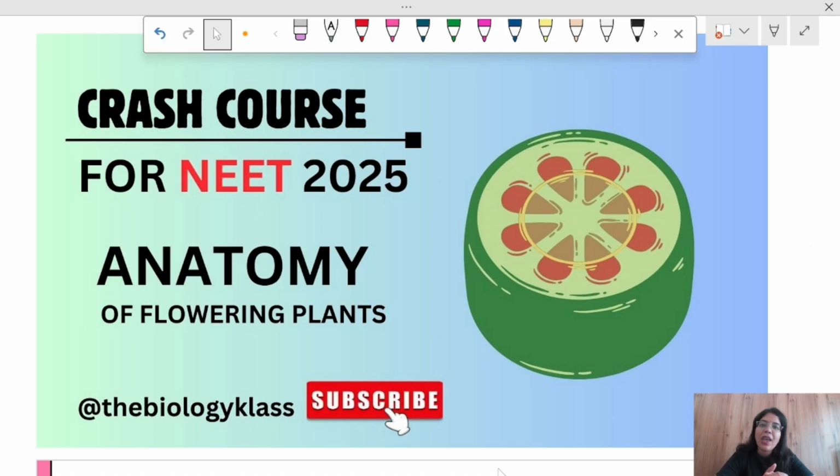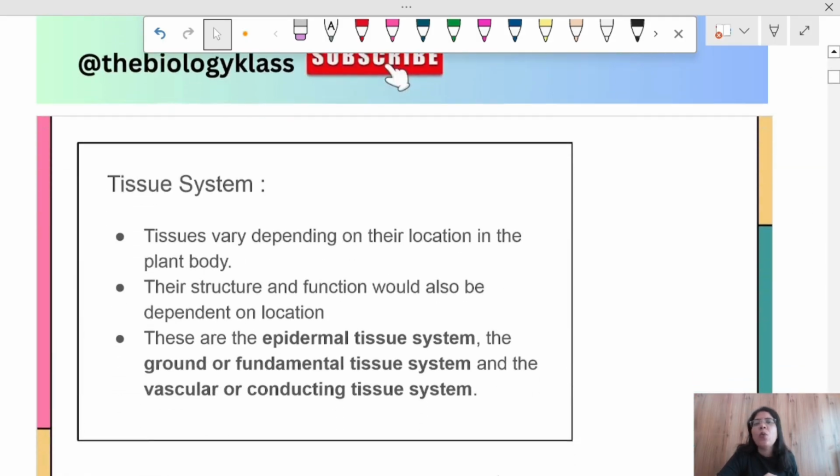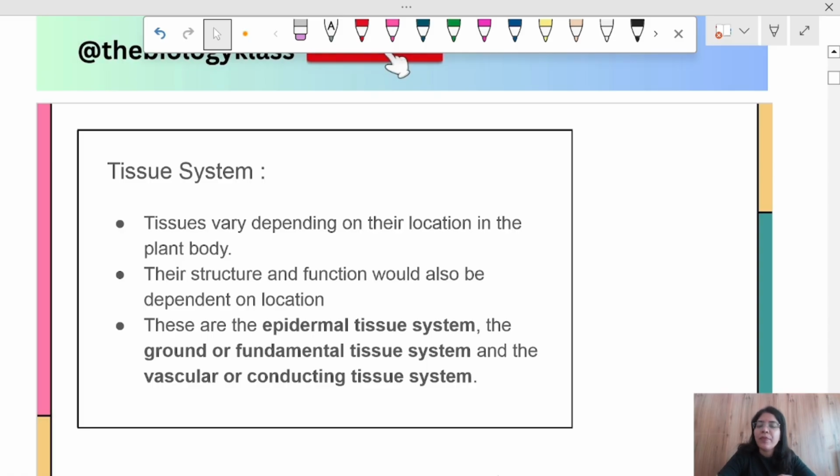So let's begin. If I ask you a simple question, what is the meaning of tissue system? What are you going to tell me? You already have learned about tissues, right? A group of cells which have a common origin and which perform common functions are called tissues. Together they work as a unit to perform a particular function. Likewise, in a plant body, you have different types of tissues, right?